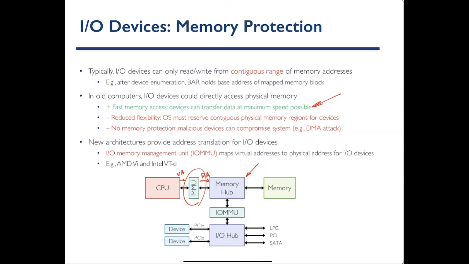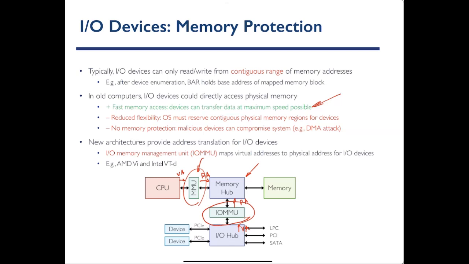Now, new architectures add the same unit. It's called IOMMU. So this is IO memory management unit that does the exact same thing. So the IO devices generate virtual address, and then IOMMU turns them to physical address. Now this requires, so we talked about how MMU works. So the operating system is in charge of setting up page tables for memory address translation. The same happens with IOMMU.